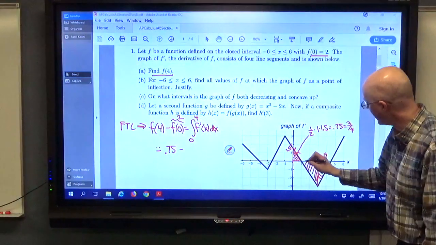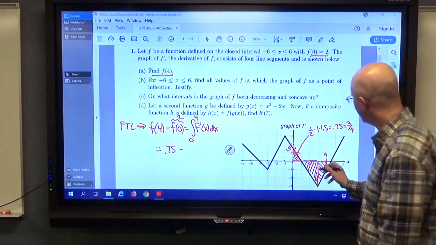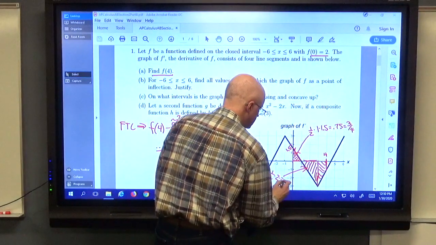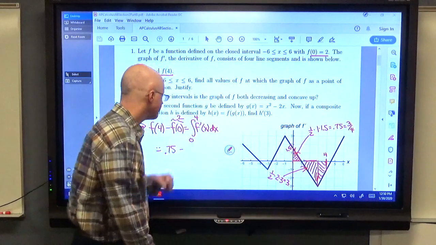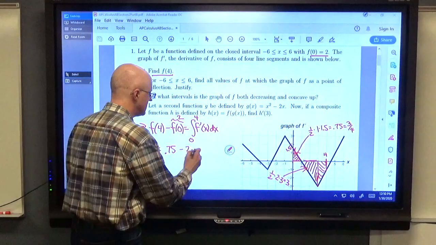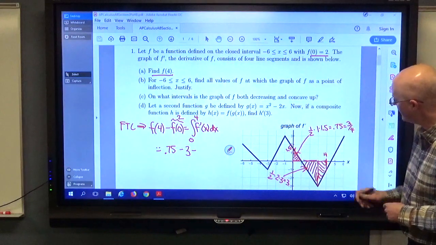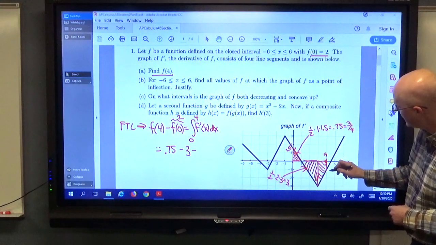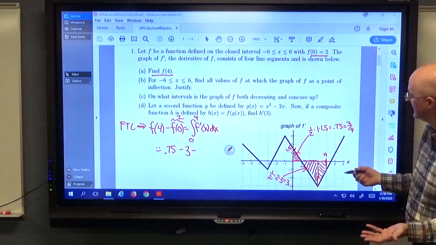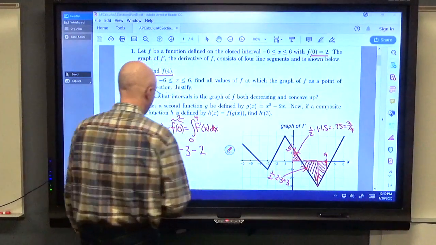This triangle right here has a base of 2 and a height of 3. 1/2 base times height, 1/2 times 2 times 3 is 3. It contributes negatively to the integral, so I'd subtract 3 because the graph is below the axis. I'm also going to subtract the area of this trapezoid. Again, its base is 1. Its two heights are 3 and 1. The average of 3 and 1 is 3 plus 1 over 2, which is 4 over 2, which is 2. Base times the average of the heights is 1 times 2 is 2. We subtract that as well.